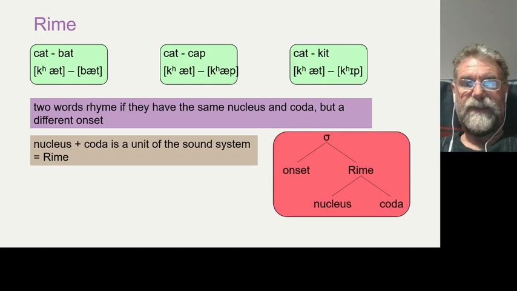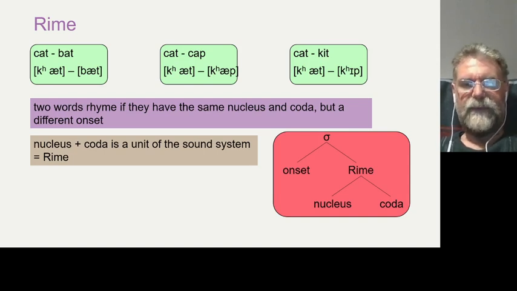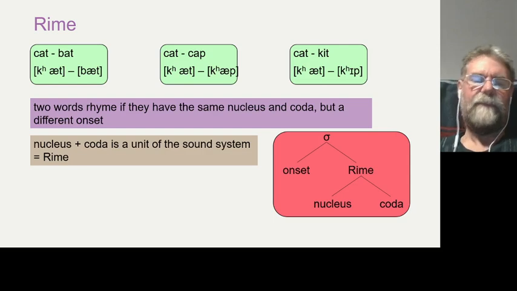Therefore, the structure of the syllable looks like this. The syllable itself breaks up into two parts, the onset and the rhyme, and then the rhyme breaks up into two parts, the nucleus and the coda. And as we've said, the nucleus is the only thing that is necessary in the syllable. Both the onset and the coda don't have to be there.